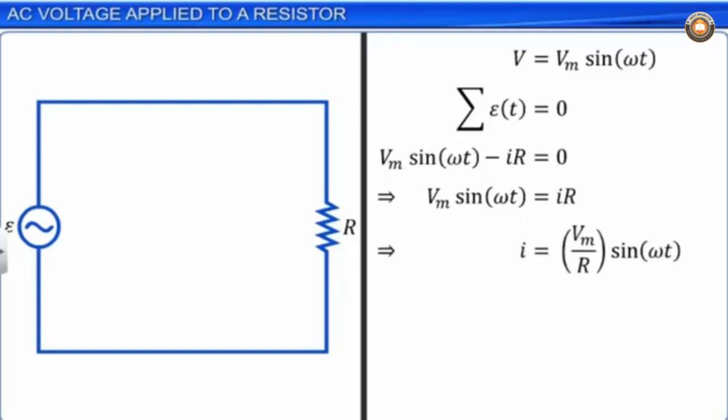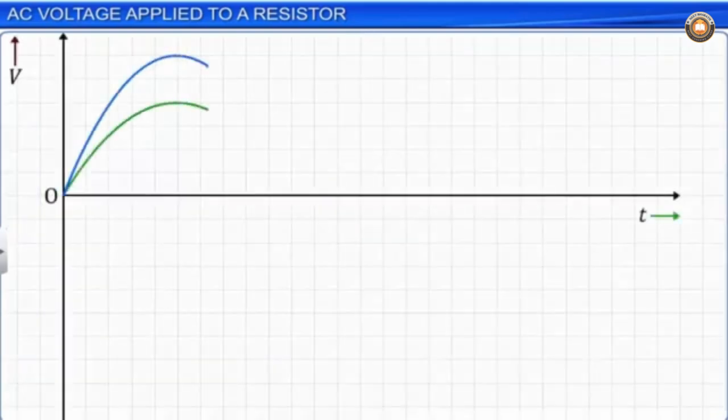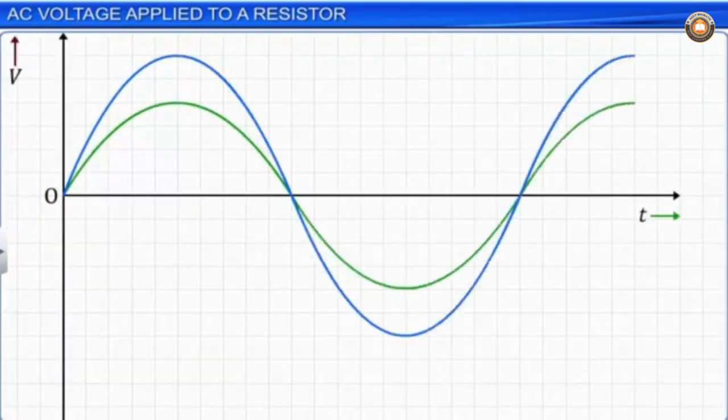As the magnitude of the resistance of the resistor R is a constant, the equation is simplified to I = Im sin omega t. Here, Im is the amplitude of the current denoted by the fraction Vm by R. The graph of the current passing through the resistor and the potential difference across it against time is as shown.